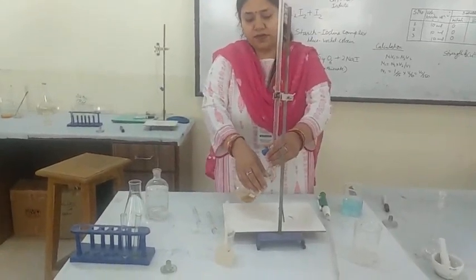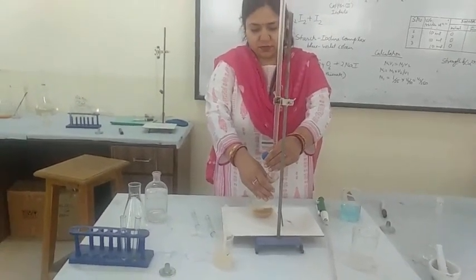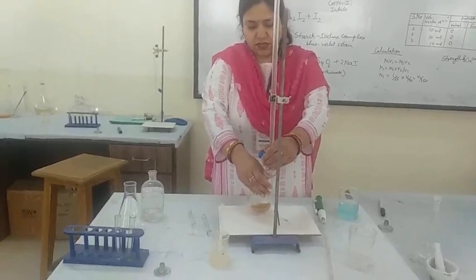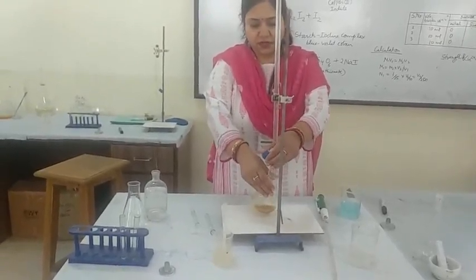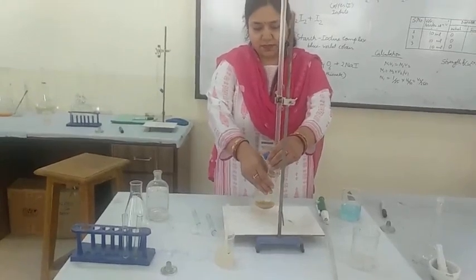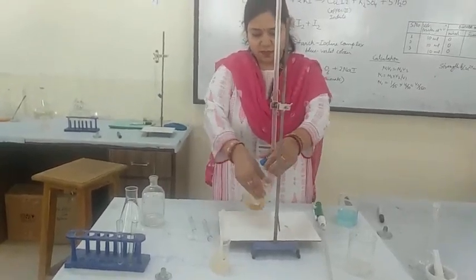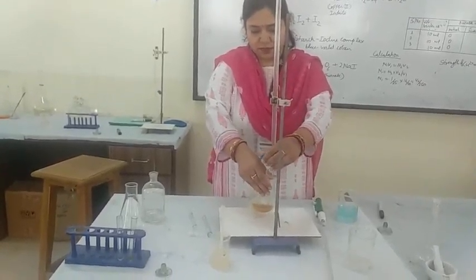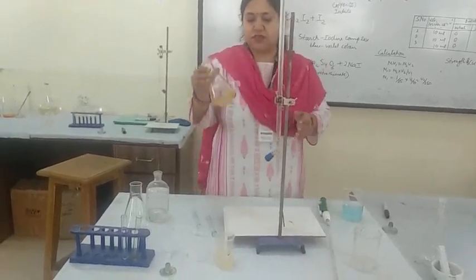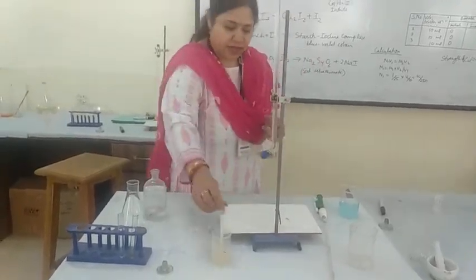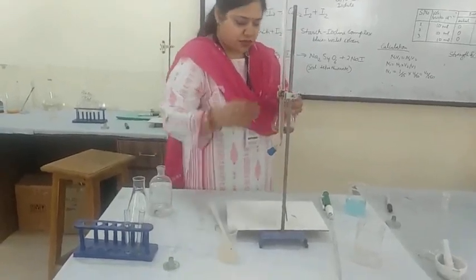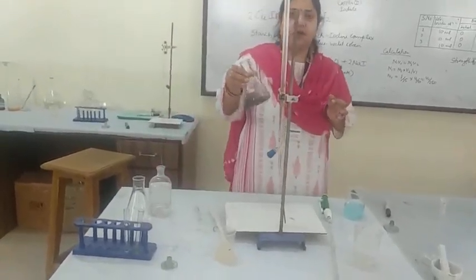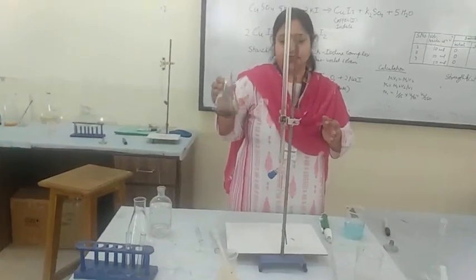Then we will titrate till a pale yellow color appears, a light yellow color. After the appearance of this pale yellow color, we will add 1 to 2 drops of starch solution. This will give a blue-violet color.